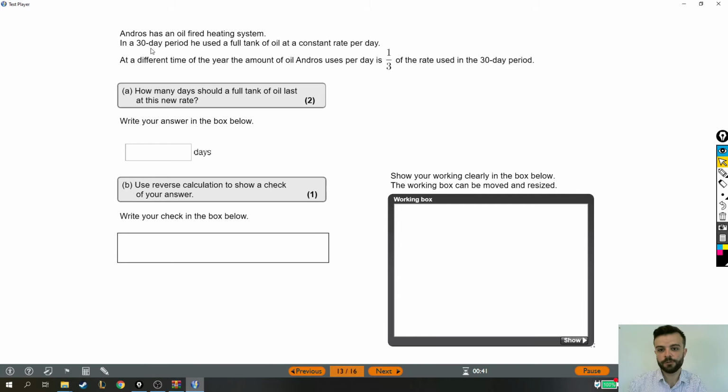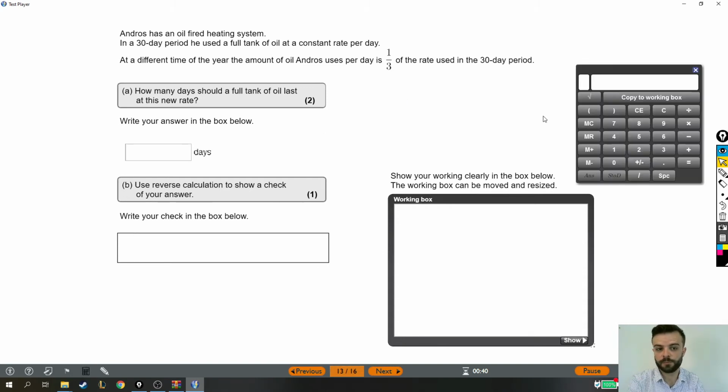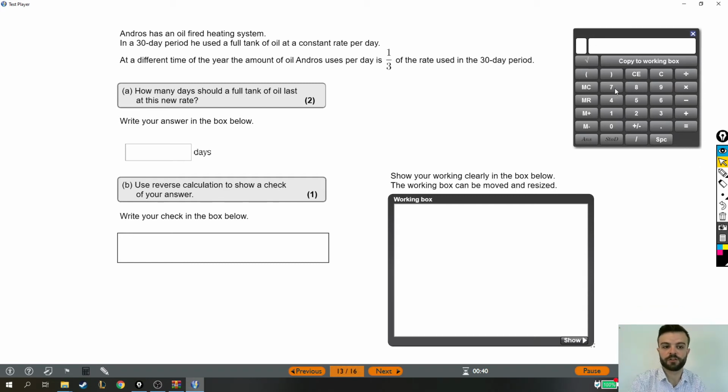But if he uses, sorry, bear with me. Let me just read the question again. Full tank of oil, a third of the rate. Oh yeah, okay. So in a 30-day period, he uses a full tank. He uses it at a third of the rate. So it's going to last him three times longer. If he's using oil three times slower, then what he's got is going to last him three times longer.